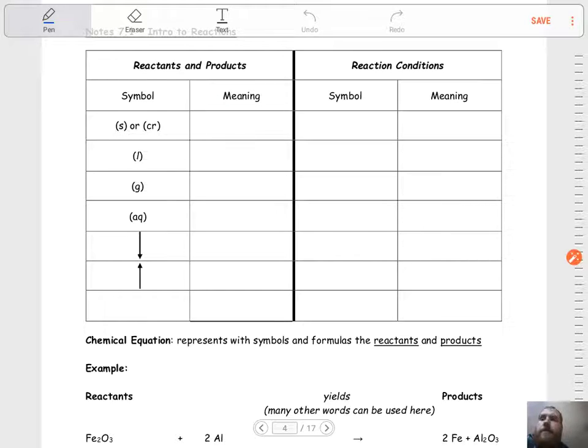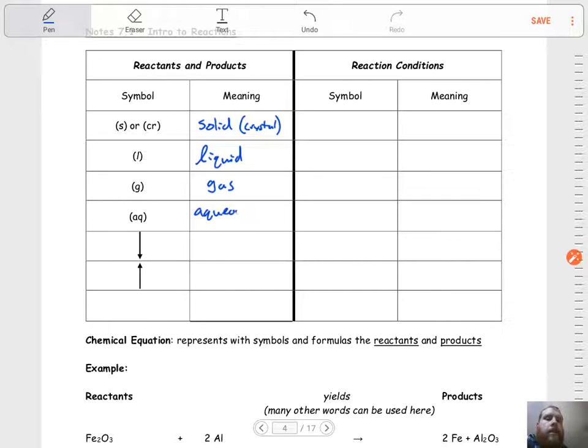First one, S or CR. You really won't see CR. S is what you'll see. It just means you have a solid state of matter. CR would just mean crystal. L is for liquid. G is for gas. AQ is aqueous solution, okay?